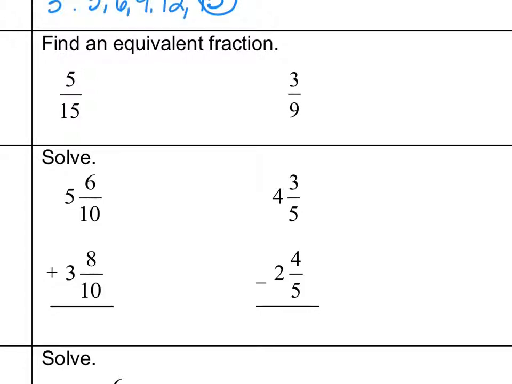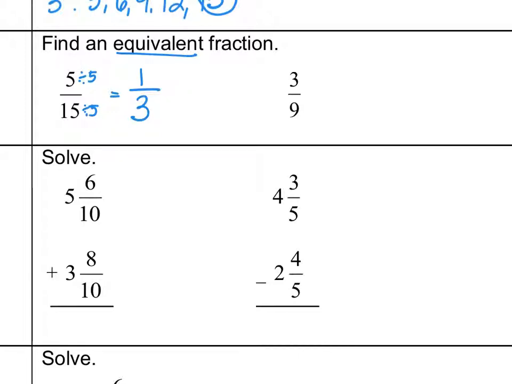Find an equivalent fraction. Well, remember how I told you, as long as you multiply or divide and do the same thing to the numerator as you do to the denominator, you will get an equivalent fraction. So on this one, I noticed they're both multiples of 5, so I'm going to divide both by 5. Look here. 5 divided by 5 is 1. And 15 divided by 5 is 3. So 5/15 is equal to 1/3. Now we could do our doubling trick and end up with 10/30ths.